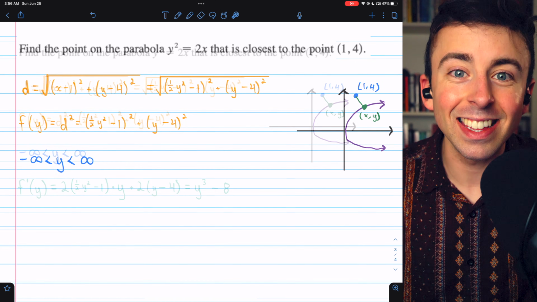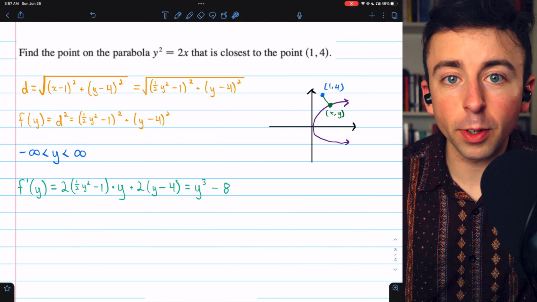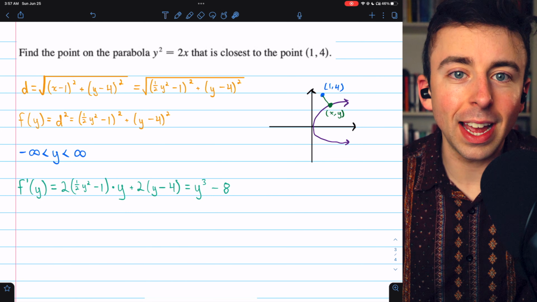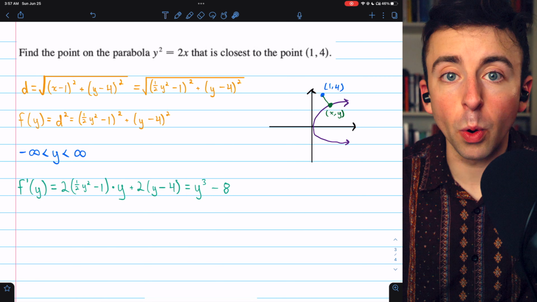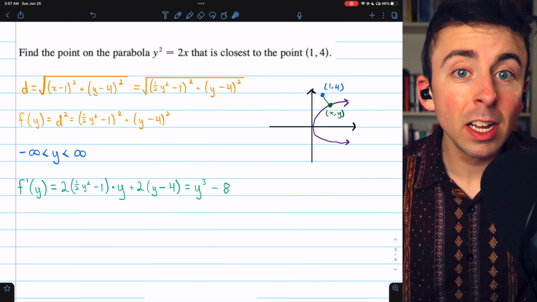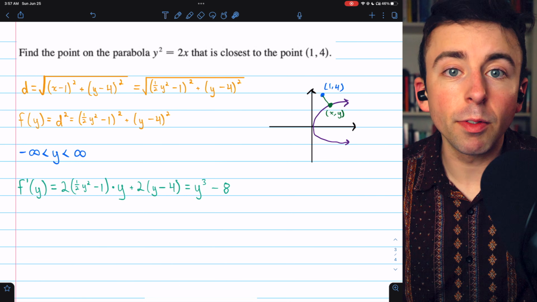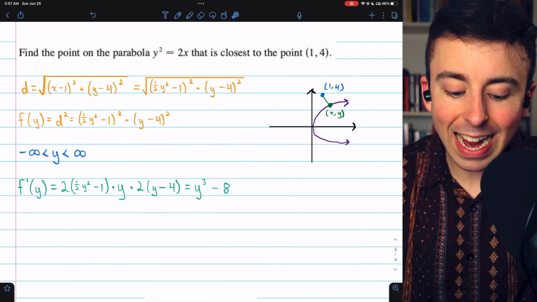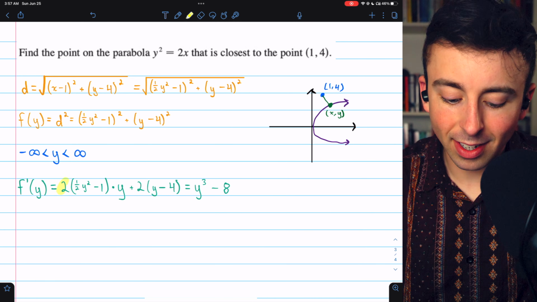Y could be anything. Since we're not focused on a closed interval, we will have to use the first derivative test or second derivative test to classify our critical points as minimums or maximums. We, of course, are looking for a minimum. But let's get to it. We'll take the derivative of f of y, and then we can find our critical points. To take the derivative of this, we're going to have to use the chain rule. And that gets us here.